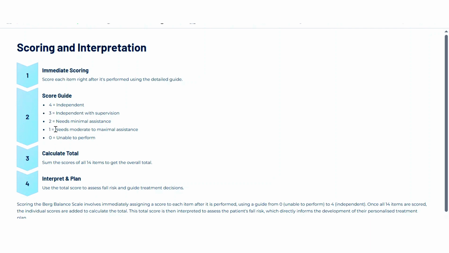Sometimes a patient needs assistance to get up from a chair, or to transfer from one chair to another, or maybe needs support from an armrest, a table, or a chair in front of them. Okay, number 2 means needs minimal assistance. Sometimes the patient needs just a small kind of assistance to get up. Three means independent with supervision.